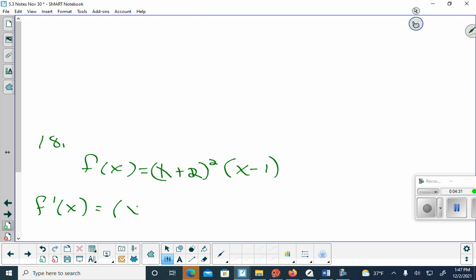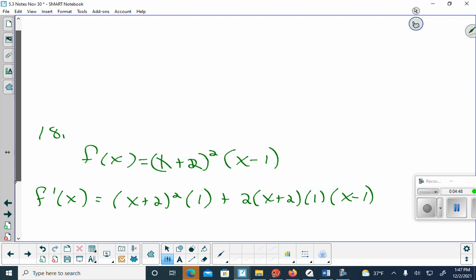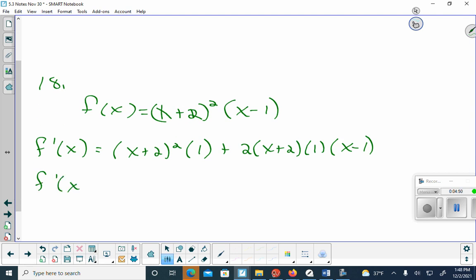So you left this x plus 2 squared alone, took the derivative of that, which was 1. Then you're taking the derivative of this using the chain rule, so 2 times x plus 2 raised to the first power. Derivative of what's inside is 1, and then times x minus 1. So here I get x plus 2 squared, and then plus 2 times x plus 2 times x minus 1.